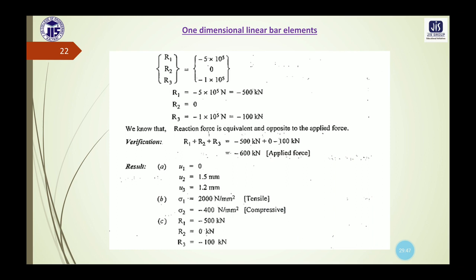Okay, so this is the final result. The nodal displacements: U1 is 0, U2 is 1.5 millimeter, and U3 is 1.2 millimeter. The stress for element 1 is 2000 Newton per millimeter square, which is tensile in nature, and sigma 2, the stress for element 2, is minus 400 Newton per millimeter square, which is compressive in nature. The reaction forces are R1 500 kilonewton, R2 0 kilonewton, and R3 minus 100 kilonewton. And we have verified the values of the reaction forces with the concept that the reaction force is equivalent and opposite to the applied force.